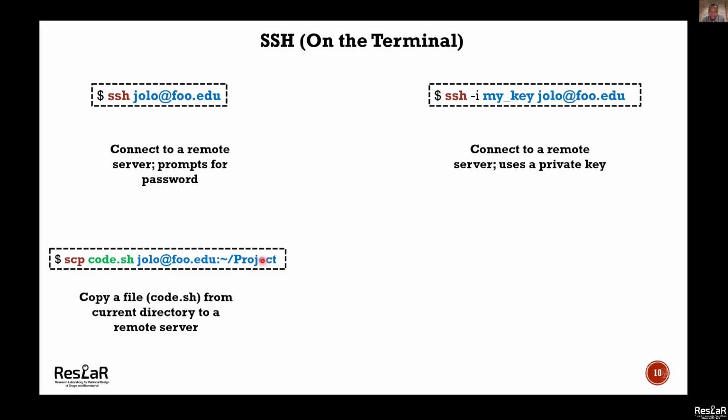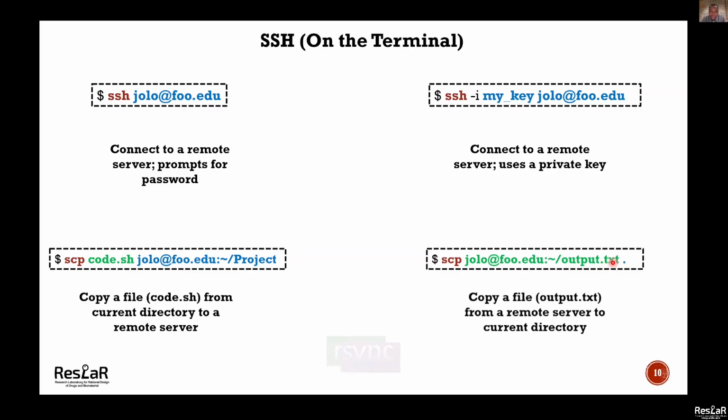So basically that. Now, the same way, if I want to copy from there, for example, I want to copy the output.txt file from jolo at foo.edu into my current directory. Remember, we'll talk about the full stop, the current directory. So I'll run it, it will work. In the place of scp, you can also use rsync. Rsync is also a very useful tool. You can run it verbose, and there are many functionalities in rsync, and it is very useful.